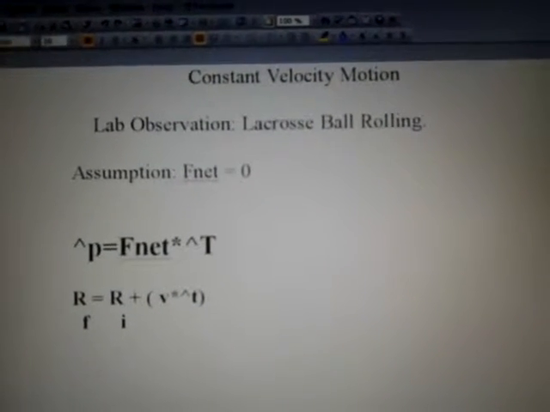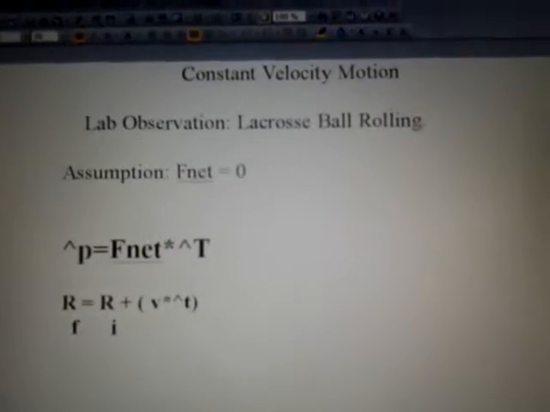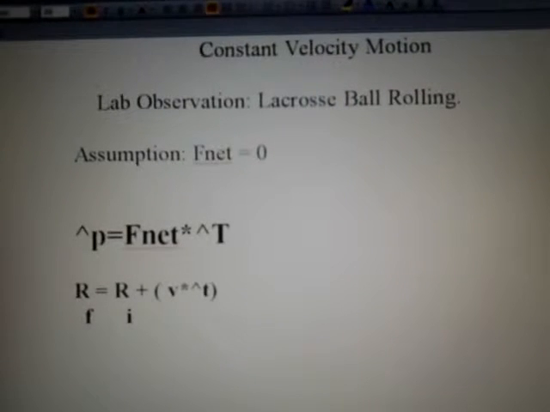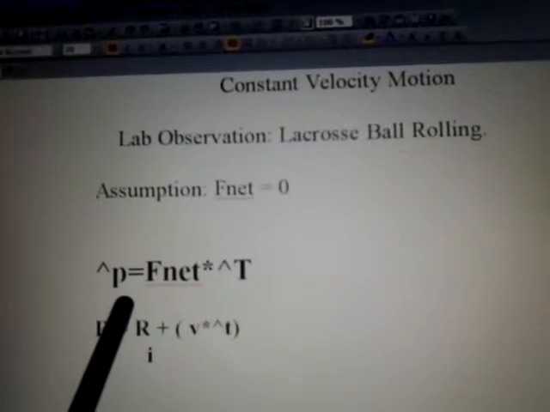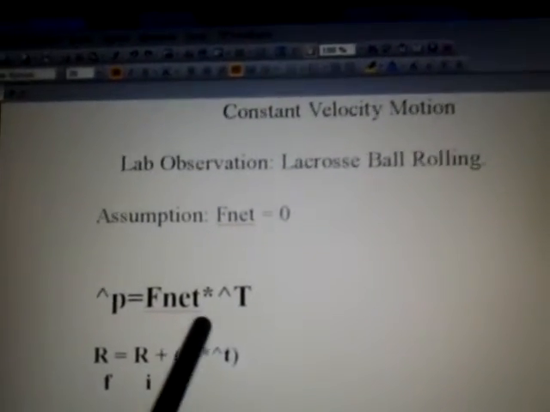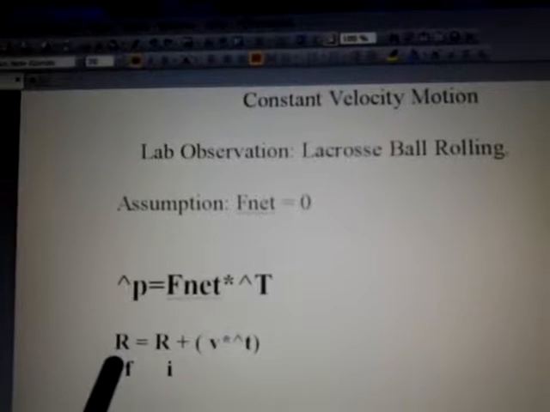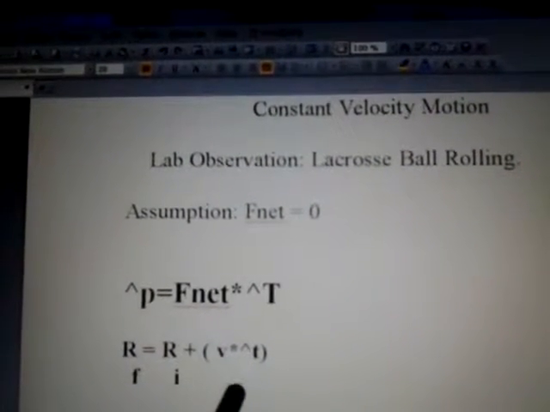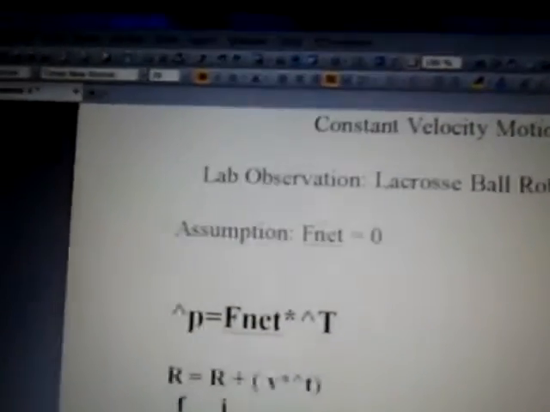First off, my lab observation is a lacrosse ball rolling across the countertop. Next, the assumption is that the net force is equivalent to 0. And down here I have my change in momentum is equivalent to the net force times the change in time, while my final position is equivalent to the initial position plus velocity times the change in time. Now let's take a look at my video.